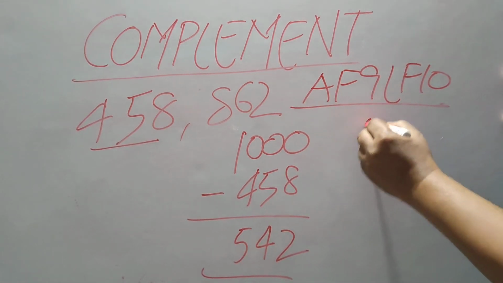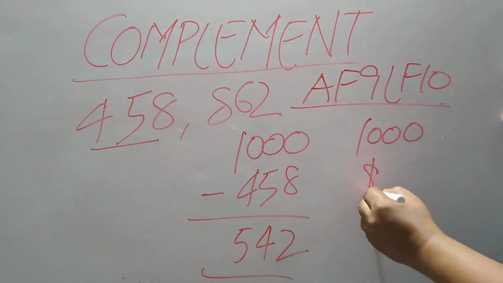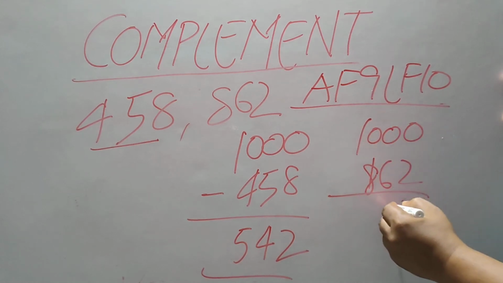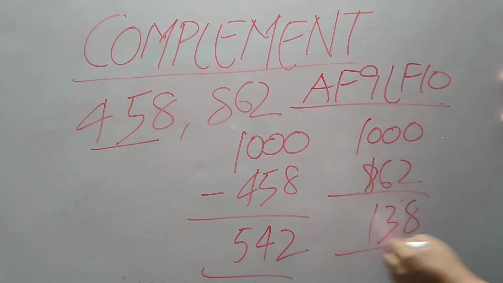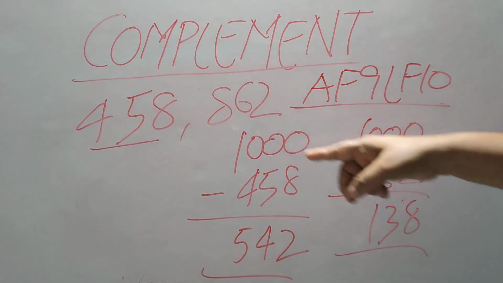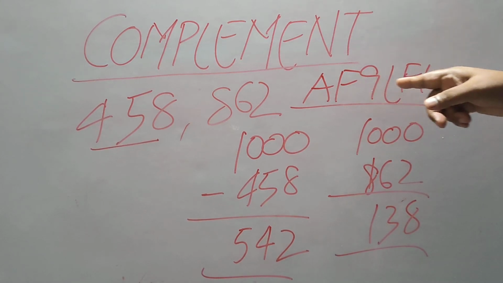In the same way, for 862, the complement will be 10 minus 2 is equal to 8. 9 minus 6 is equal to 3. 9 minus 8 is equal to 1. So the complement of 862 is 138. Complement of 458 is equal to 542, using this concept AF9, LF10.